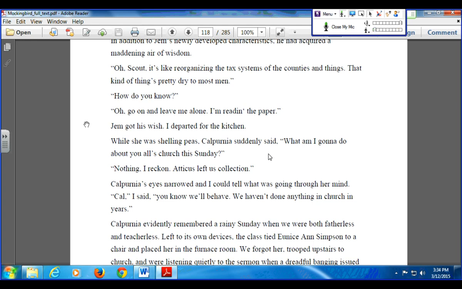While she was shelling peas, Calpurnia suddenly said, "What are we going to do with you all at church this Sunday?" "Nothing, I reckon. Atticus left us collection." Calpurnia's eyes narrowed. I could tell she was going through her mind. "Cal," I said, "you know we'll behave. We haven't done anything in church in years."